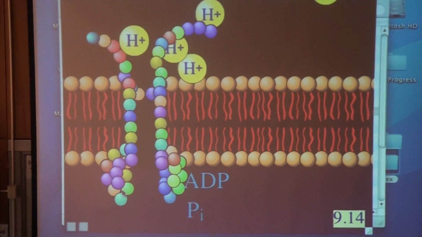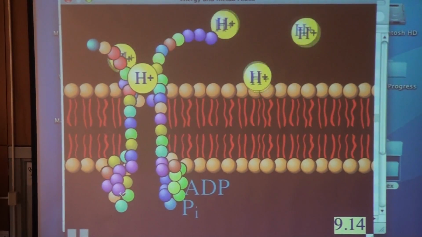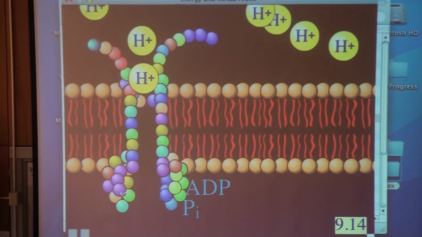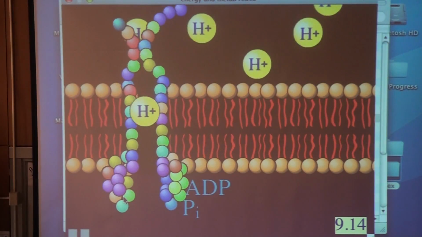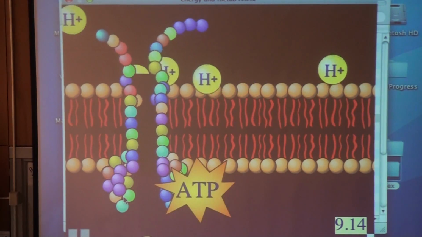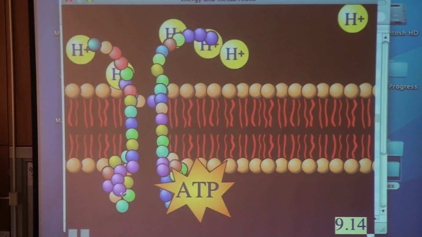So that protein can grab hold of an ADP and a Pi, and then when that hydrogen goes through there, its kinetic energy provides the energy to click them back together and form an ATP molecule.